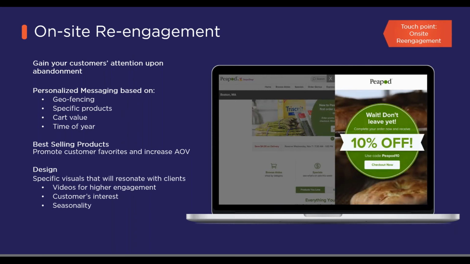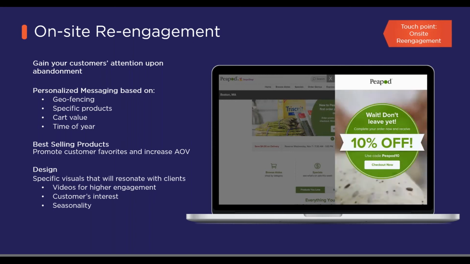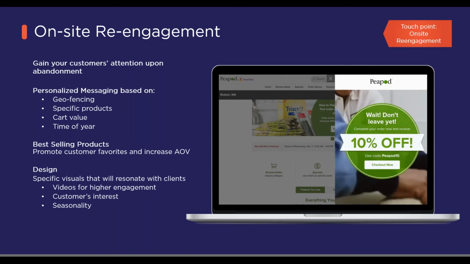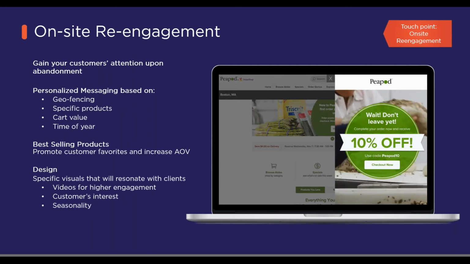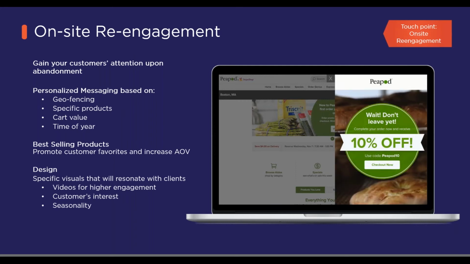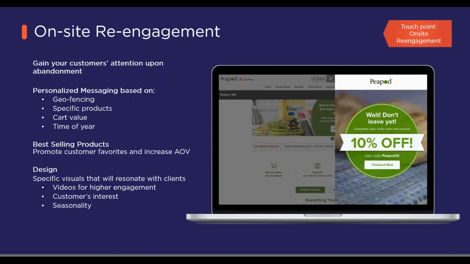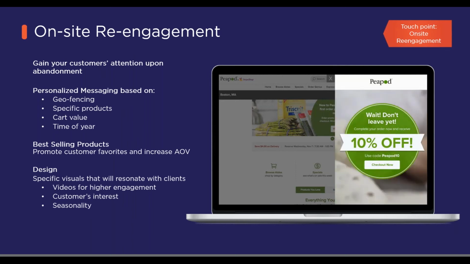So here you could personalize the message, showing different events, information, products, or offers that are specifically relevant to your visiting customer's location. We can also show different messaging based on where on your website the customer is abandoning from, or based on the specific product they looked at.